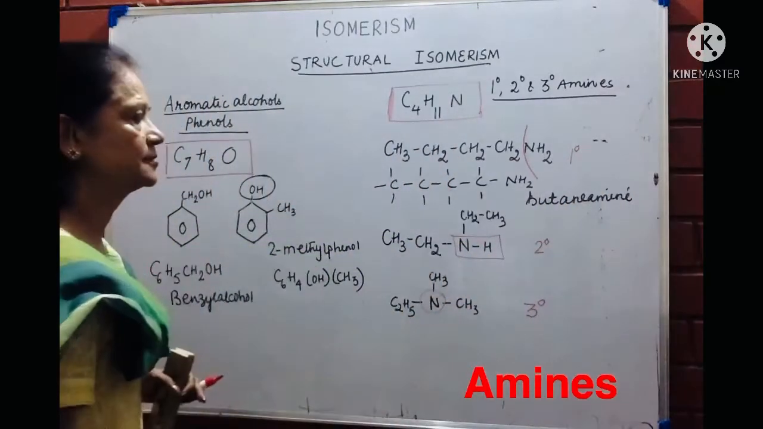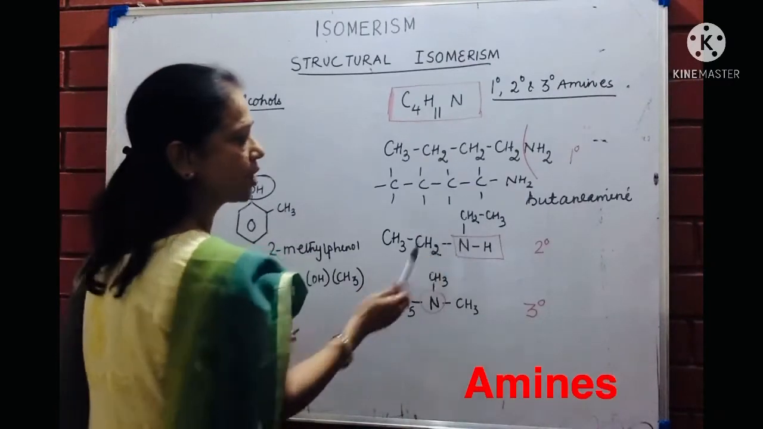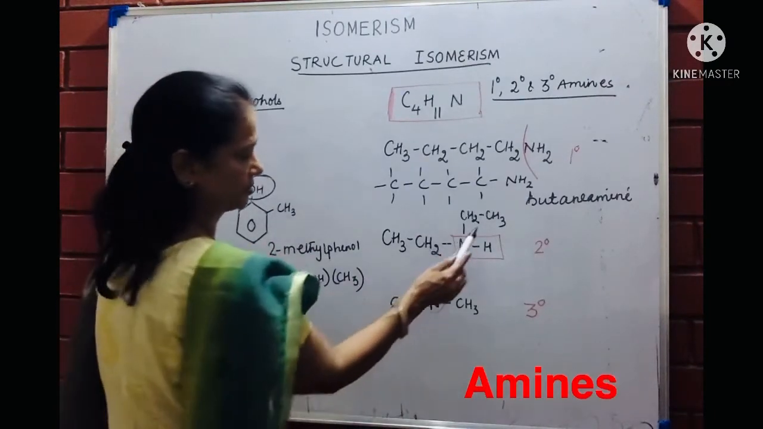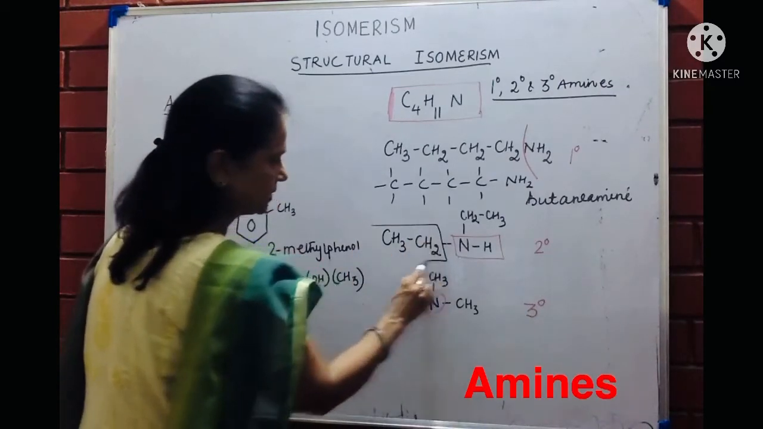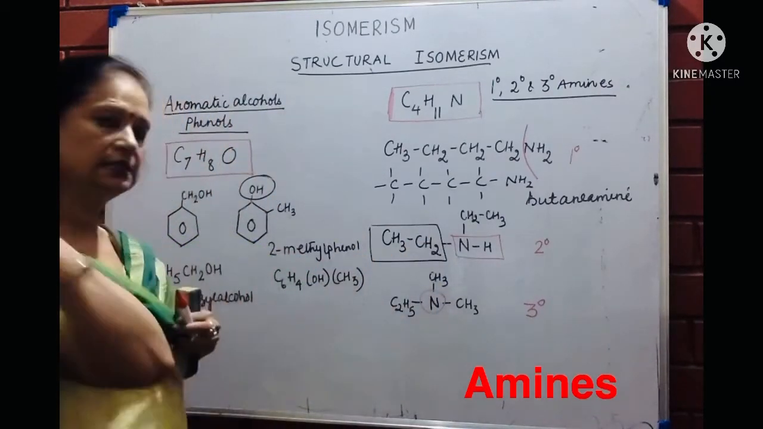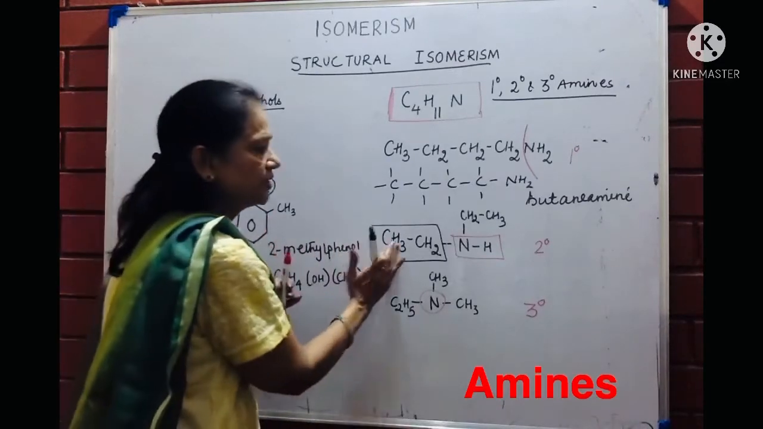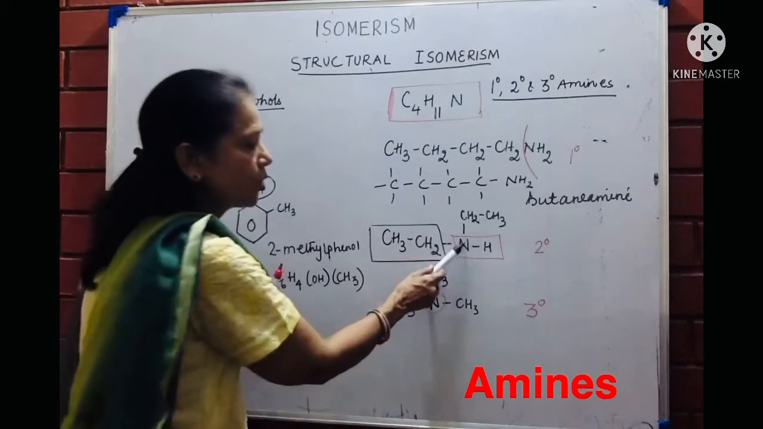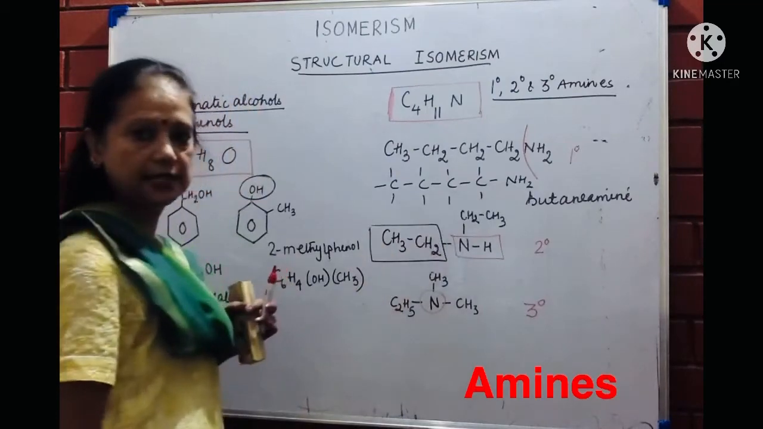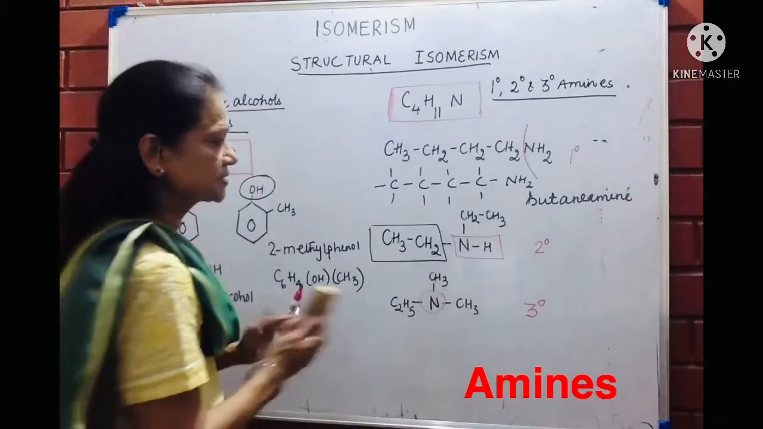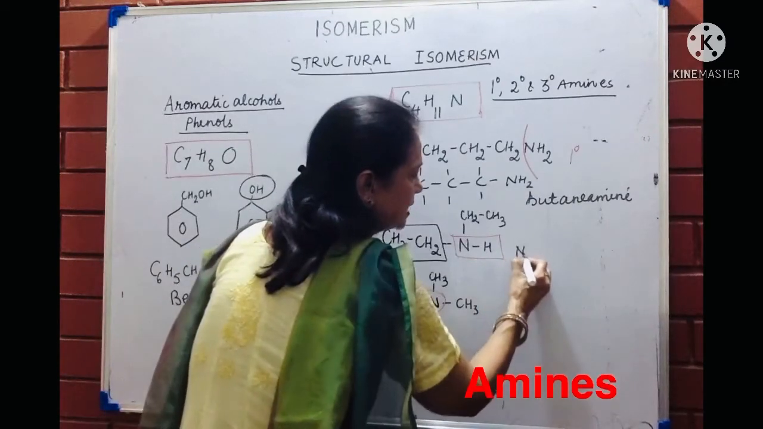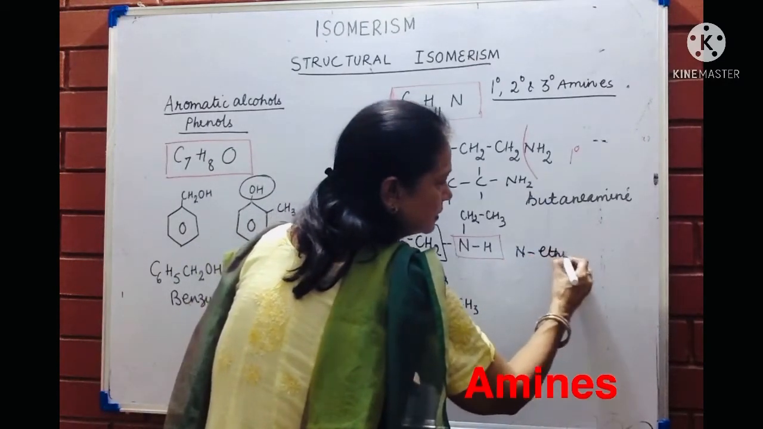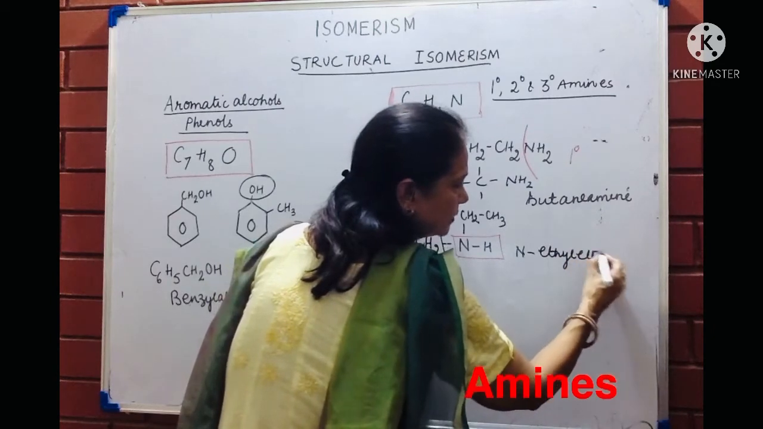Now in this one, I'm revising with you how IUPAC names were written. One side you can take as a chain. So this side I'm taking as a chain, which is ethane. So the compound actually is ethane amine, but on the nitrogen atom there is an ethyl group. So I will name this compound N-ethyl ethane amine.